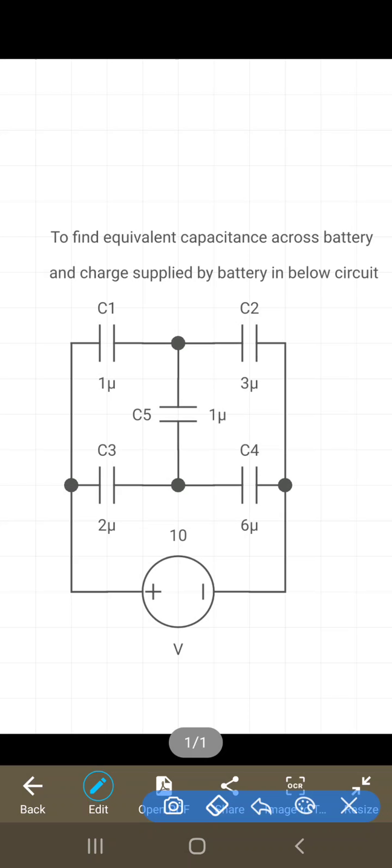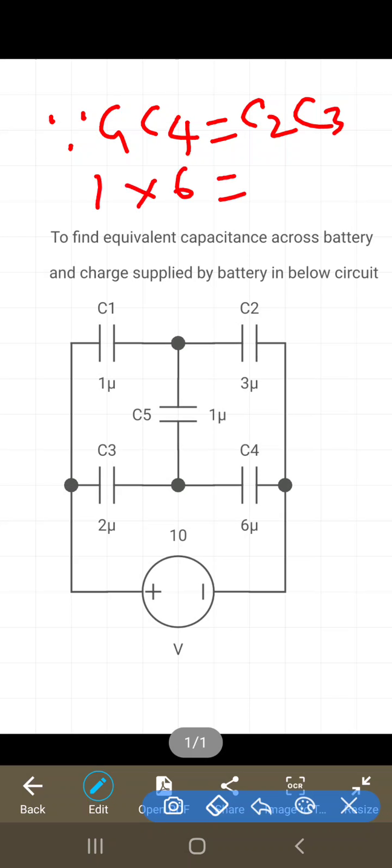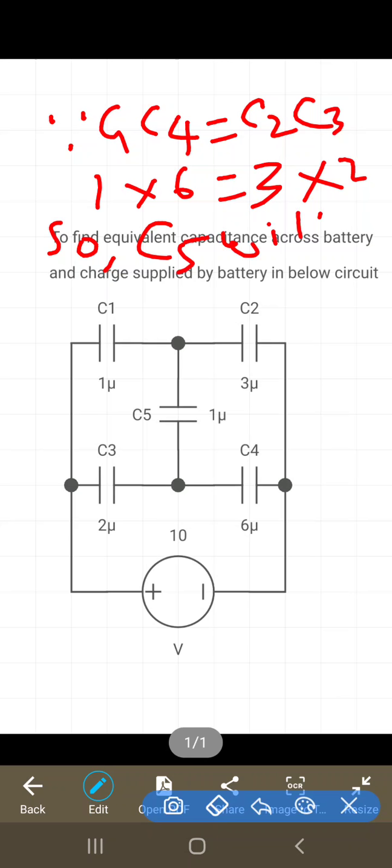So we check here. For balancing the Wheatstone bridge, since C1 C4 is equal to C2 C3, that is 1 into 6 is equal to 3 into 2, C5 will be open circuited. We will write OC, open circuited.